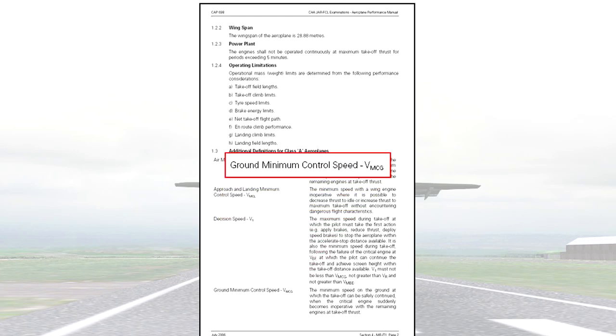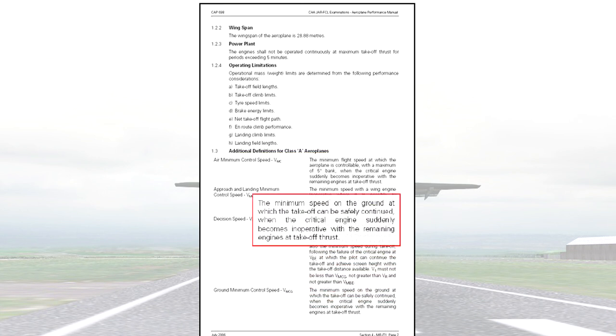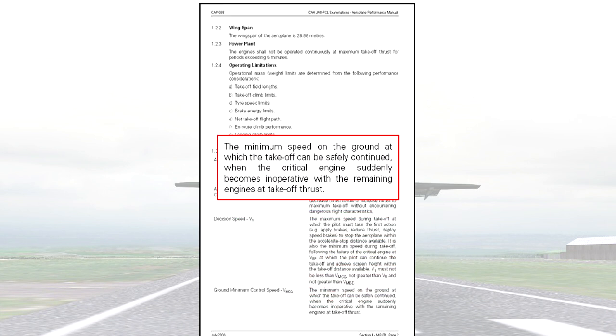VMCG is short for the Ground Minimum Control Speed, and it is described for you in CAP 698 at the bottom of page 2 of section 4. It states VMCG is the minimum speed on the ground at which the takeoff can be safely continued when the critical engine suddenly becomes inoperative and the remaining engines are at takeoff thrust. Let's try and understand what this actually means.